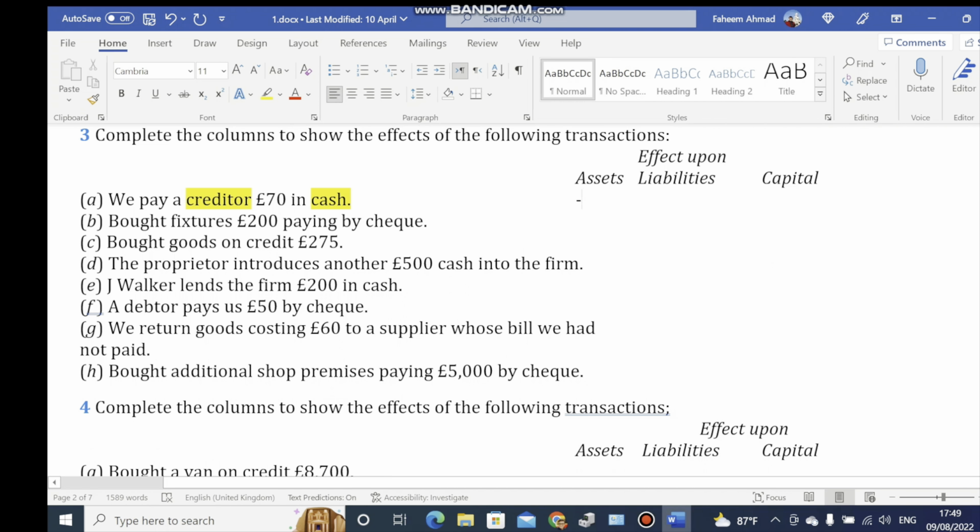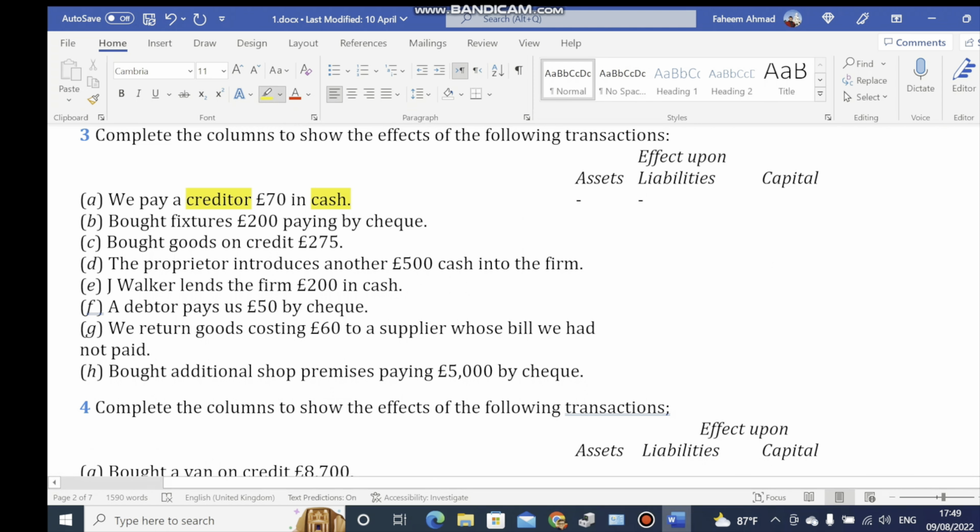On the other hand, a creditor is a payable. A payable is a liability. When we pay off the creditor, its balance will decrease. So it means liabilities are also decreasing. To show the decrease, I am showing a negative sign with liabilities. Okay, let's have a look at the next transaction.